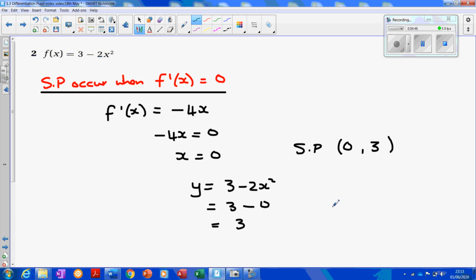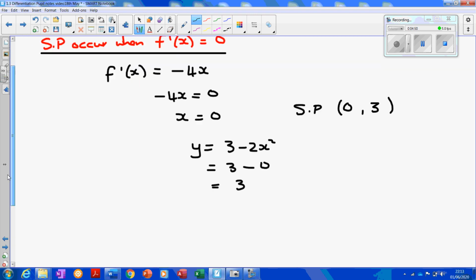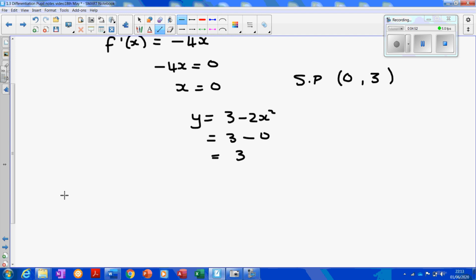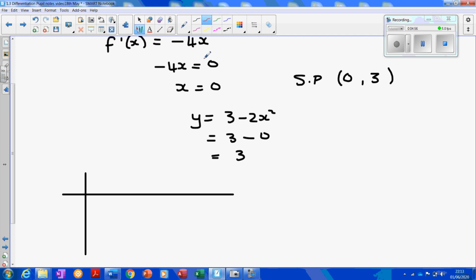Now we need to work out what the nature is for this turning point. So draw your table and put your x values across the top. We've got a stationary point sitting at x equal to 0. That's the x values.